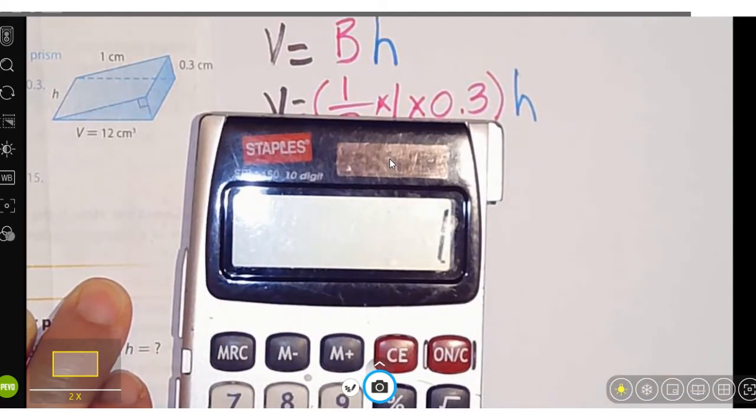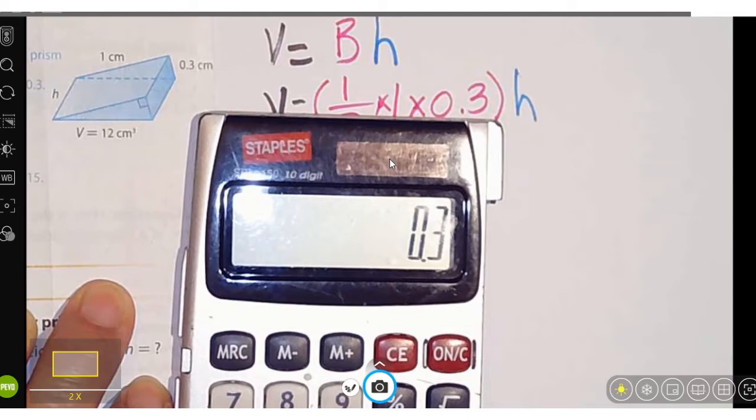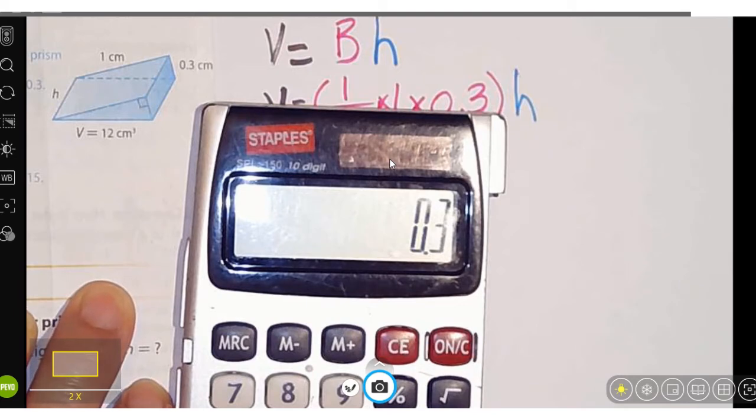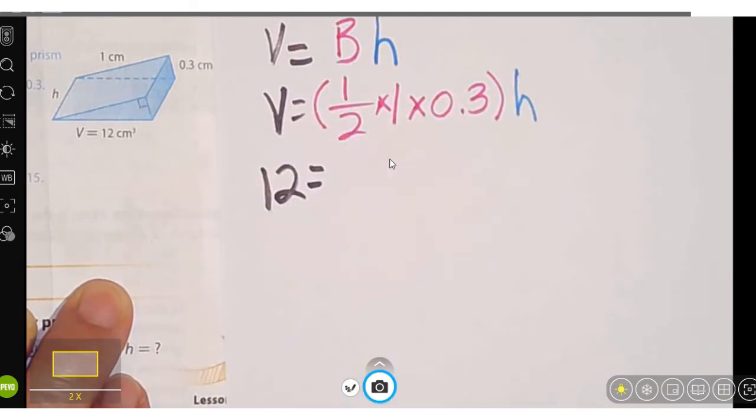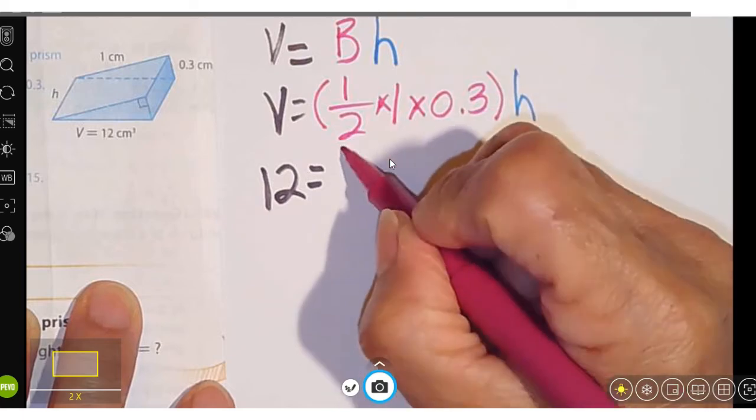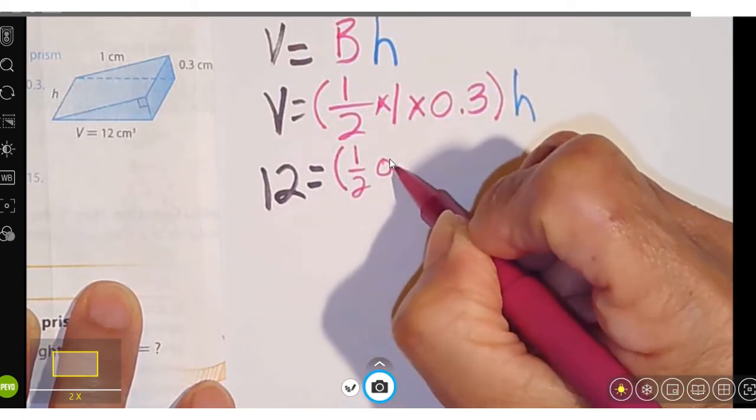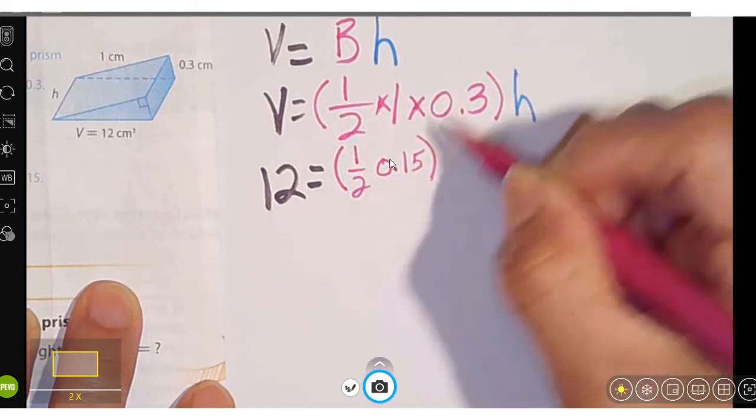1 times 0.3 equals 0.15. Okay, 1 times 0.3 equals 0.3 times 1 equals 0.15, or the 3. Okay, so we have 1/2, 0.15 and our H.